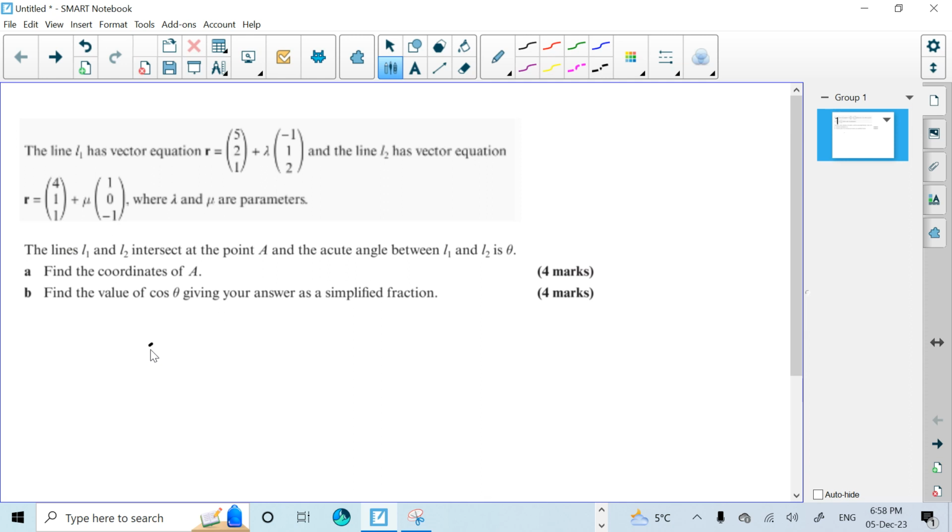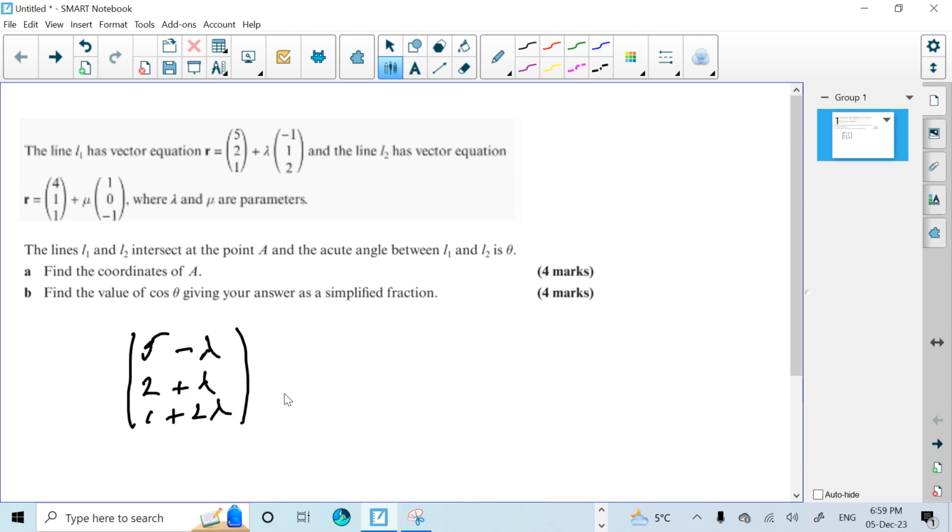So we've got 5 plus lambda times minus 1 is minus lambda. So we've got 5 minus lambda, and we'll deal with that first. And then of course we have 2 plus lambda times 1, so that's just 2 plus lambda. And finally, 1 plus lambda times 2, which is 1 plus 2 lambda. And that's the first of our working out done.